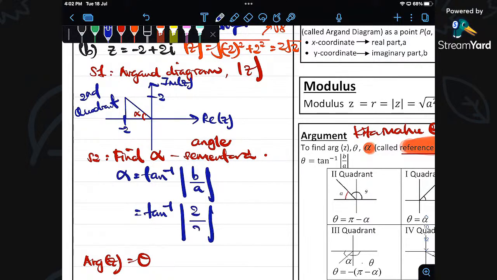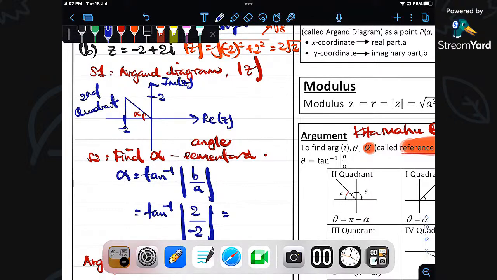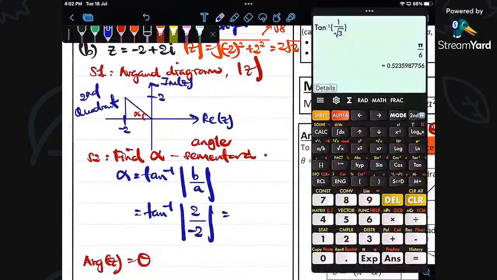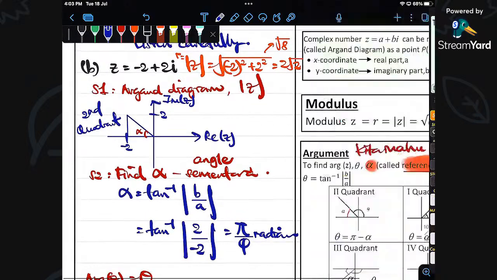A kita adalah 2. Negative 2. So you press the calculator. It's actually a negative 1 and shift tan, negative 1. So the answer is pi over 4. Okay, this is in radian. Everybody make sure it is in radian only.